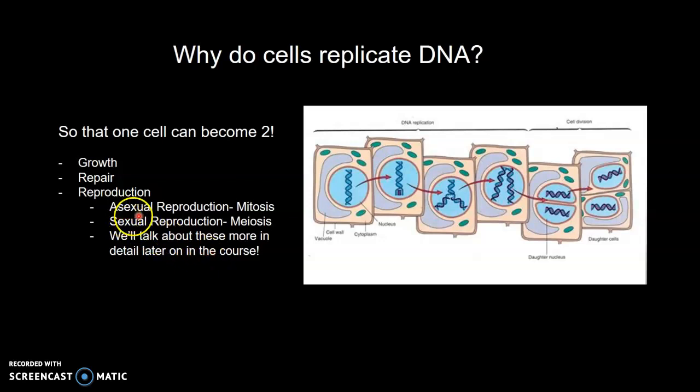In this case, asexual reproduction would be mitosis. So we see an example of mitosis here where we have one cell splitting into two. So remember that mitosis creates two identical daughter cells. In the case of sexual reproduction, it would be meiosis, where we're going to cover it in a few weeks.